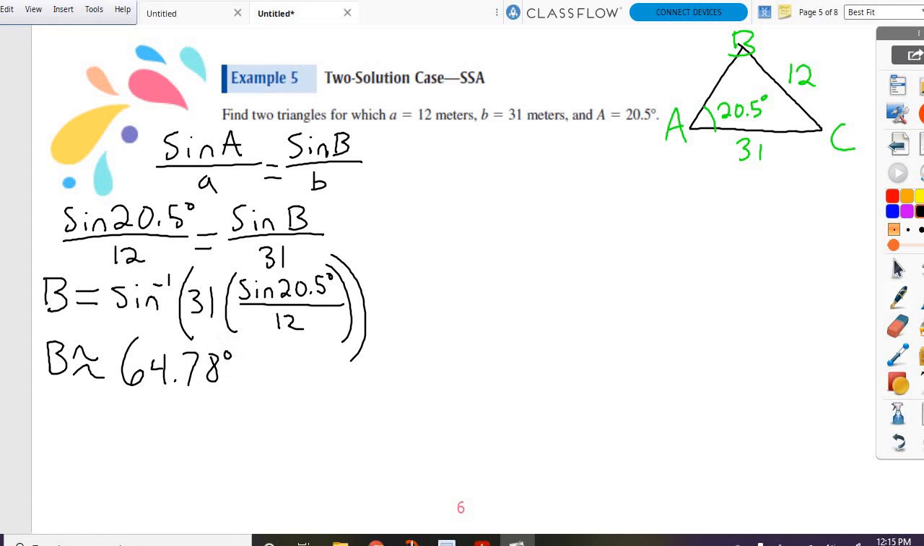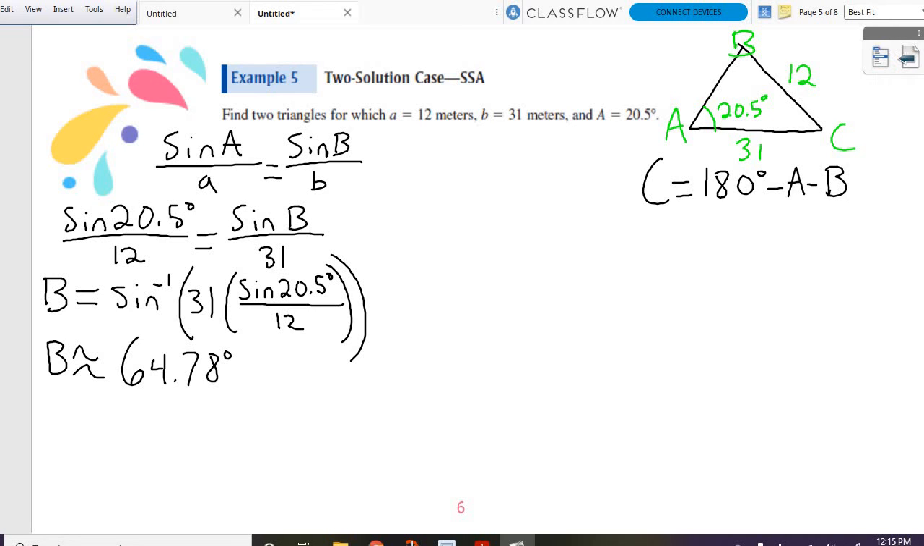Okay. So then what can we find from there? Big C. And what is big C going to be? Agreed. And what do we get for that? 94.72. Okay. So now we have big B, big C. What's the other thing we have left to find?